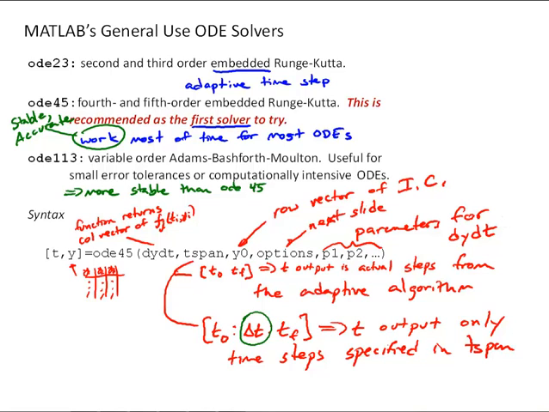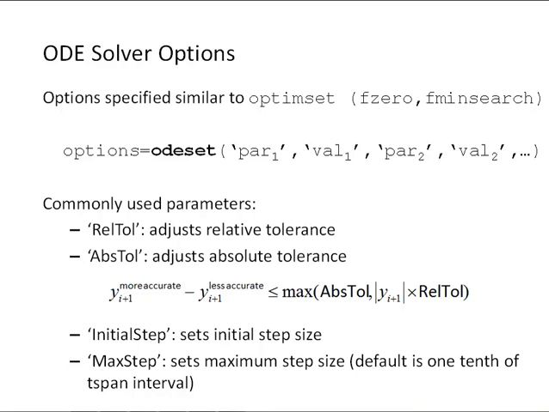So let's talk a little bit more about those ODE solver options. The way we specify options for the ODE solver is similar to the optim set command, and recall we were using that for F0 and fmin search earlier in the quarter, but it's a different command called ODE set. So this is the set of options for the ODEs, and similar syntax where we specify which parameter we're setting and then give it a value.